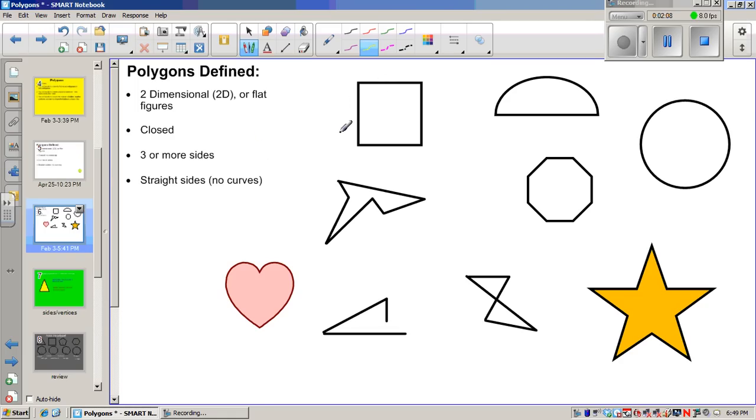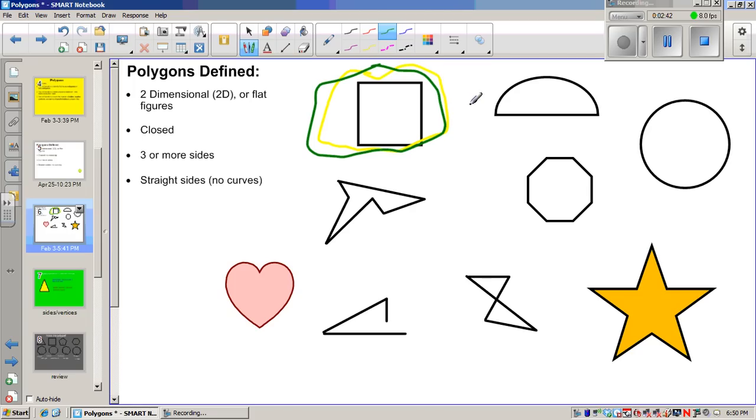So let's take a look at this square. Is the square two-dimensional? Yes, it's flat, in other words. It does not have a third dimension. It's closed. There are no openings in it. Three or more sides? I count one, two, three, four sides. And it has straight sides, no curves. So we can circle this as a polygon. And actually, let's use green.